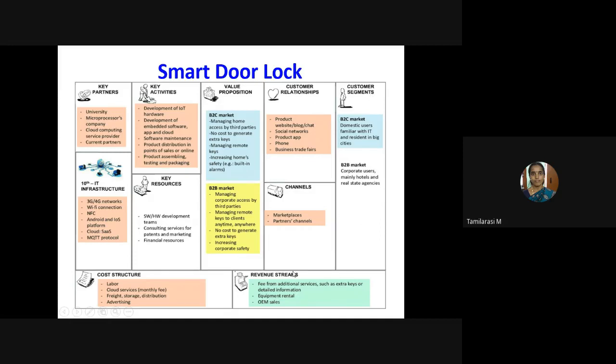Then who are the customers that are going to use it, that is customer segments. How you are going to generate the profit, that is revenue streams. And how much cost, and for which things the costs are involved, labor cost or some hardware cost. What we have to purchase will be given in the cost structure. So if you see this, everything is conveyed in this business model canvas. That is the main importance of this.